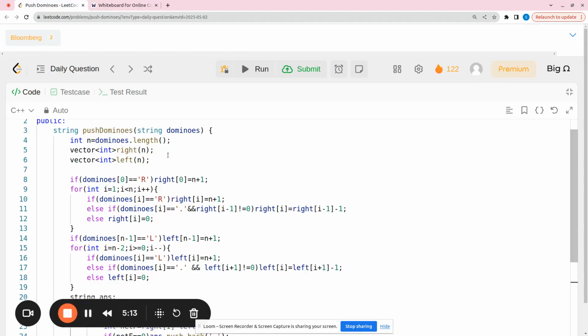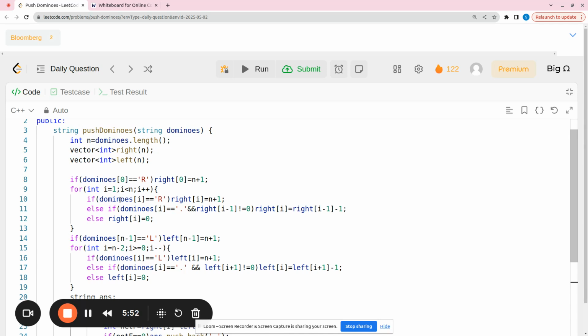Now we'll see the code. Initially we have taken n equal to dominoes dot length. We have taken a right vector, where right of i represents the magnitude of right force considering dominoes from 0 to i, and a left vector, where left of i represents the magnitude of left force on the ith domino considering dominoes from i to n minus 1. Now if the 0th domino is pushed to the right side, its force will be maximum, so right of 0 equals n plus 1.